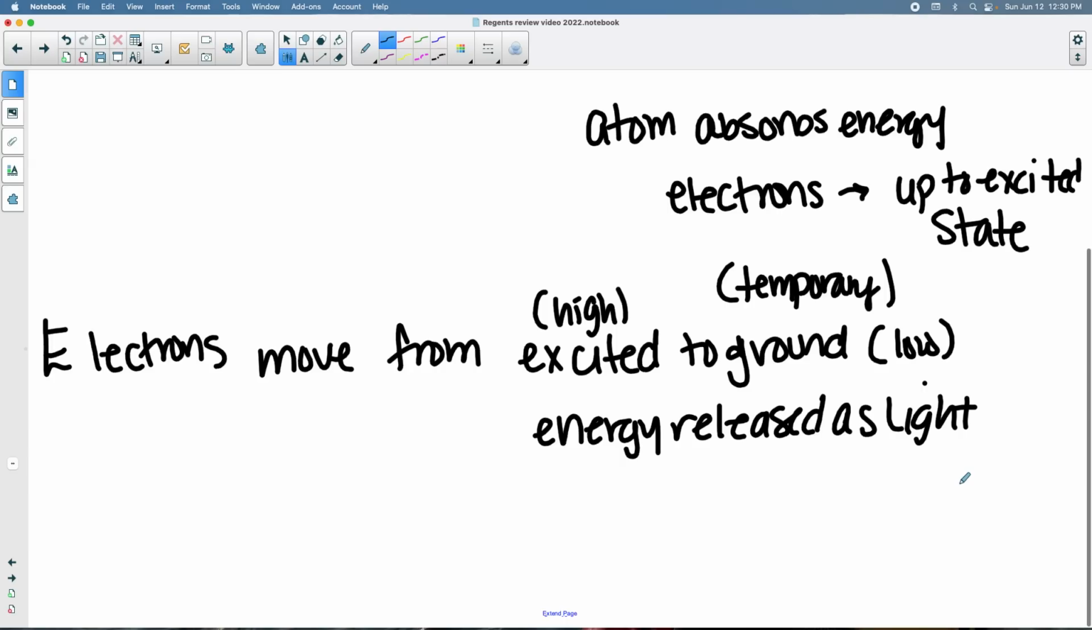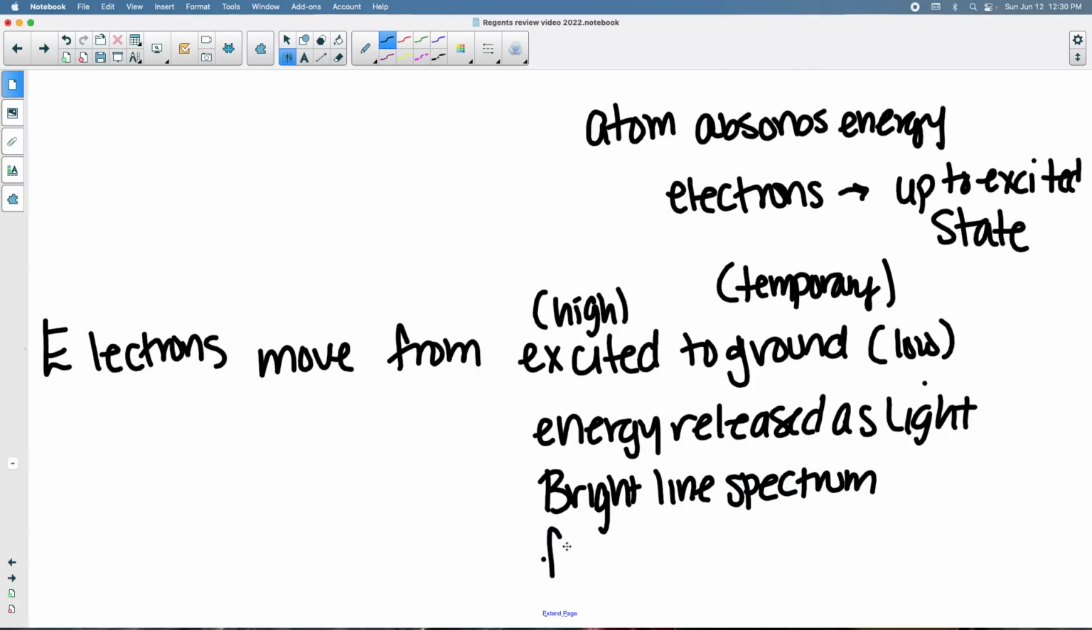This energy that's released as light can be separated into the bright line spectrum. It can be viewed as a flame test. It is what gives us our color in fireworks, among other things.